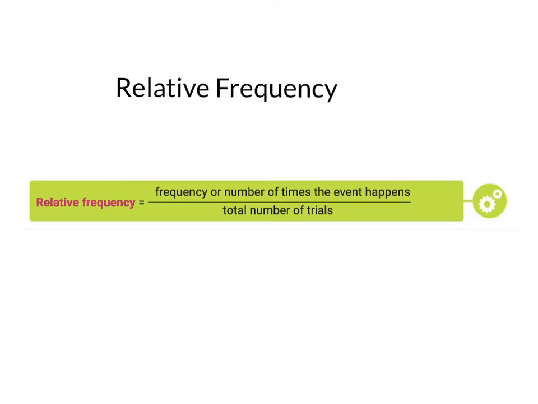Another topic we covered is relative frequency. So this is a way of estimating probability. What we do is we look at how often something has happened out of the total number of trials. So for example, if we want to find out what the relative frequency is of rolling a 3 on a dice, and we roll the dice 100 times. Let's say that 30 of those rolls were a 3.